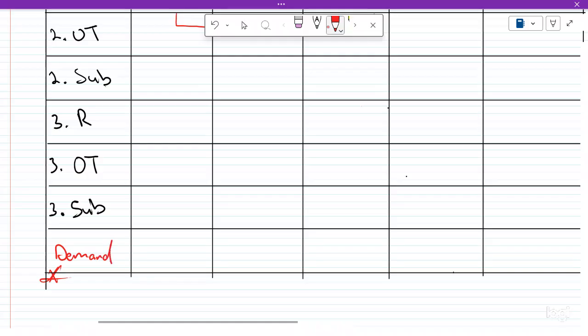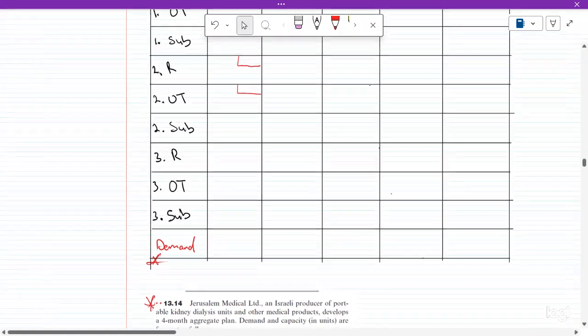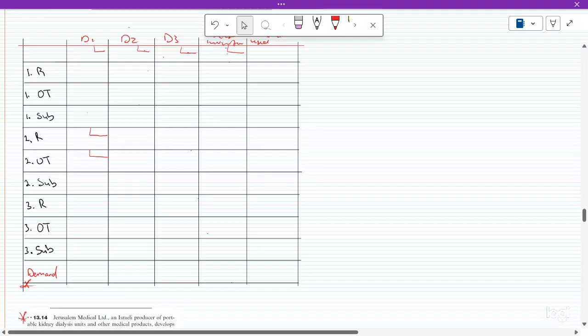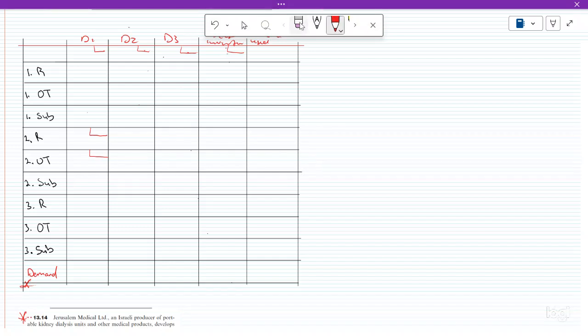Demand. So these blocks, I'm sure most of you don't have them. I'm going to waste time if I allow you to draw down these blocks. However, you can just make lines in your book so that we can at least move on at the same rate.